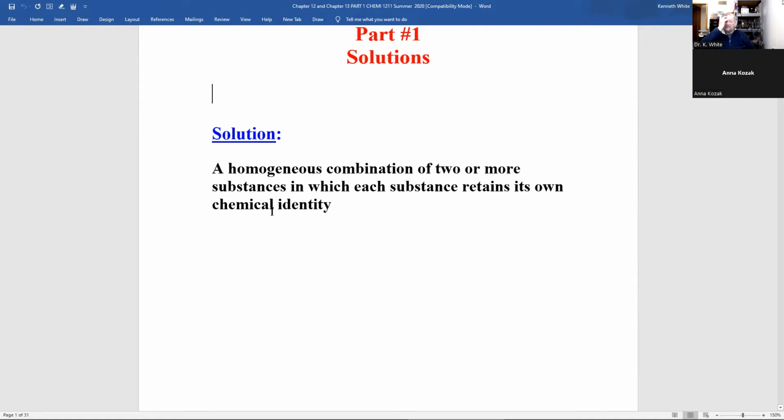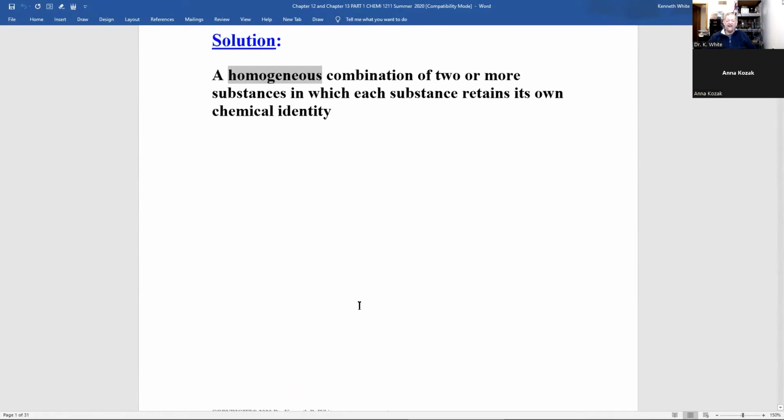So if you mix 2 things together and they don't react and it's the same throughout, homogeneous means it's the same throughout, you have a solution. And there are many solutions we have in our daily life. And let's just think about a couple of solutions.